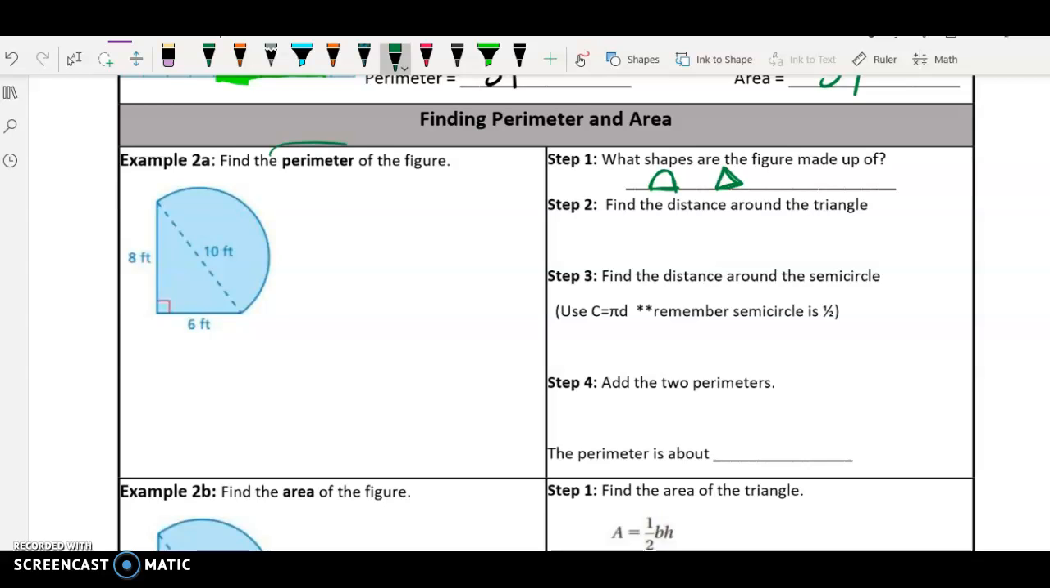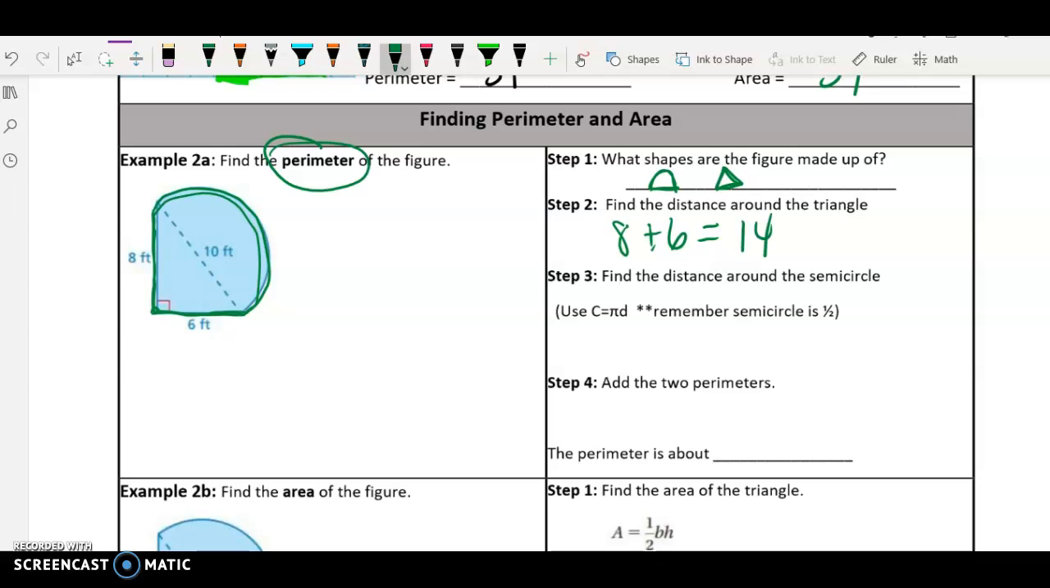So this is for perimeter. My distance around my triangle, all I care about is going around my shape. So do I ever cross this dotted line? No. If I started here and I had to walk all the way around and then end up in my same spot, I never cross that dotted line. So I'm just going to do 8 plus 6, and that gives me 14.